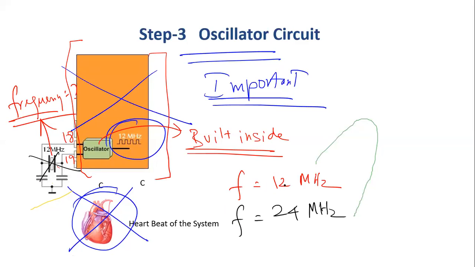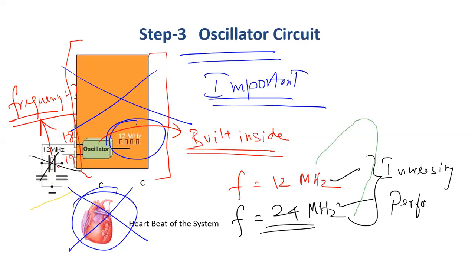By only changing the crystal frequency from 12 megahertz to 24 megahertz, without changing the microcontroller, what am I essentially achieving is I'm increasing the performance of my microcontroller twice. So the larger the crystal frequency, the better the performance of the microcontroller, which means increasing the crystal frequency is a crooked way of increasing the performance of the processor. Are you able to understand? If you are able to increase the crystal frequency, the microcontroller is able to perform at a faster rate.